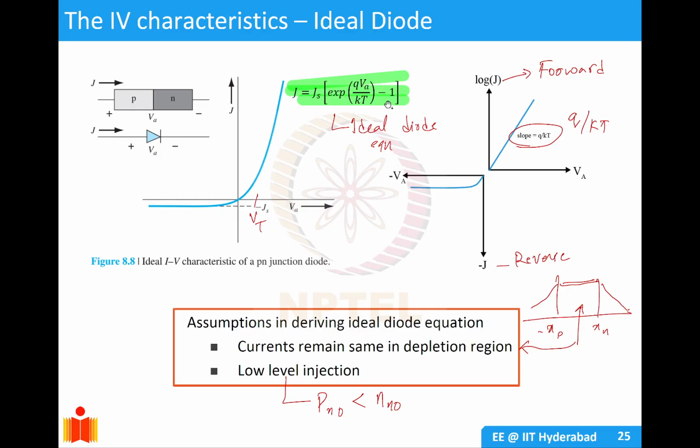So if we separate it into forward and reverse conditions, in forward you will get a straight line with a slope q/kT. At a given temperature, q/kT is constant, so in forward the slope will be constant always, if we plot log of this versus Va. And in reverse bias you will get a constant current, which will be Js.